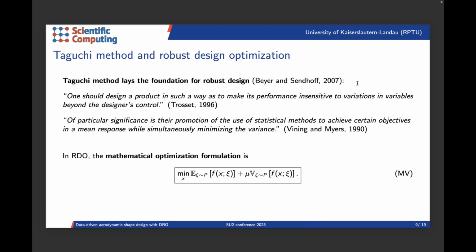And to achieve that, he proposed to optimize the mean performance while simultaneously minimizing the variance. So the mathematical optimization formulation following this idea is the mean-variance optimization. And this is really one of the most used formulations in robust design optimization nowadays. You should note that this mean-variance optimization is commonly considered as a bi-objective optimization. And here you see the factor mu, that is the weight factor that combines these two objectives.